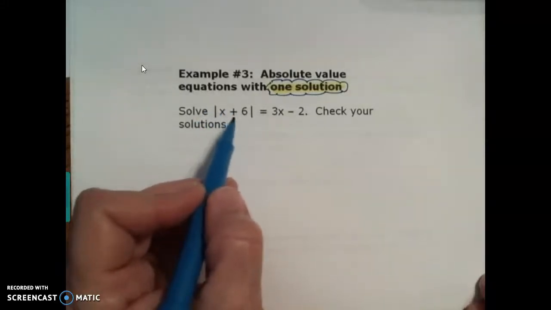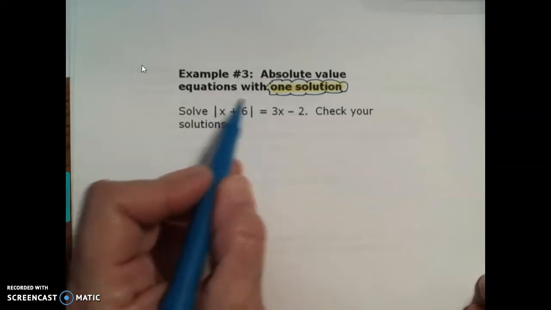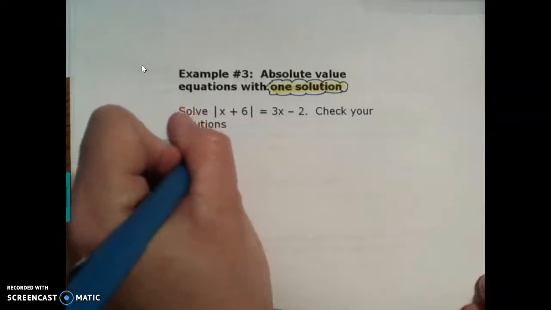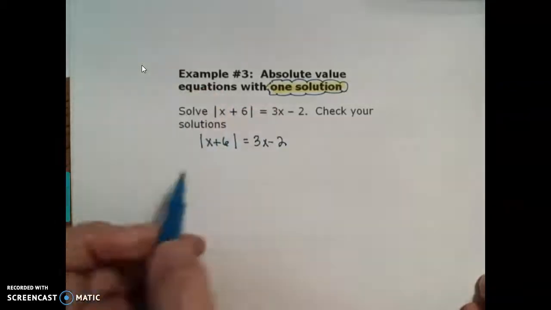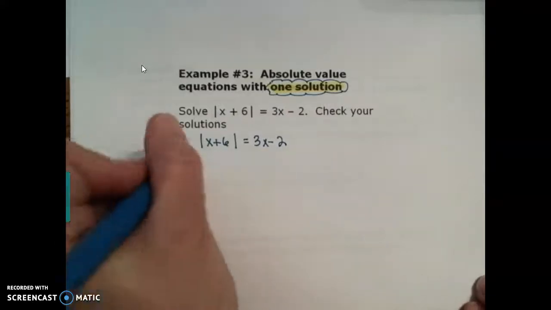So if we look at this left-hand side first, there's nothing but our absolute value expression here. So we're ready to go with this. So we take our original equation, and once the bars are by themselves, you're going to set up 2 equations.